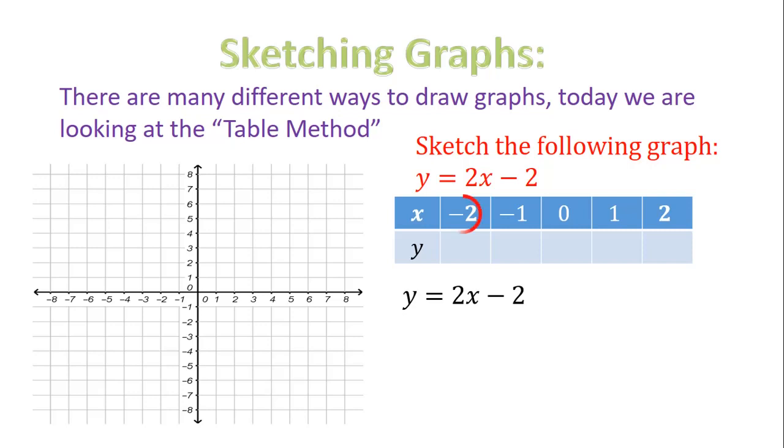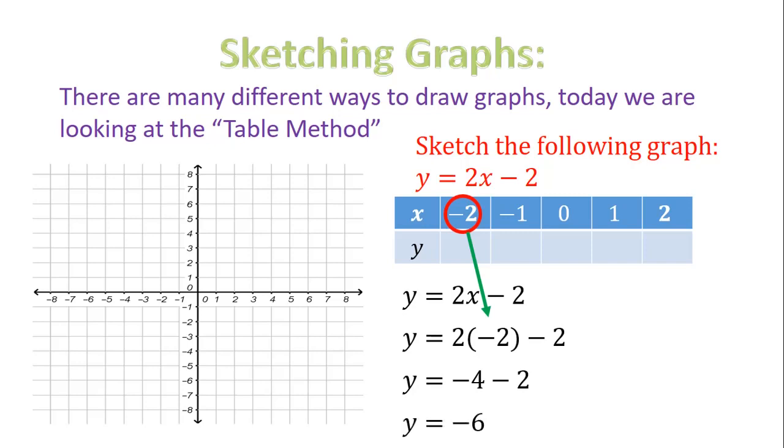Then we take our first x value in our table and we substitute it into our equation. And so now we have y equals 2 and then in brackets negative 2, minus 2. Okay, then we solve for y. So 2 times negative 2 is negative 4, and so we have y equals negative 4 minus 2. And that means y equals negative 6. And we take the negative 6 and we put it under the negative 2 in the table. Brilliant. First x and y values done.